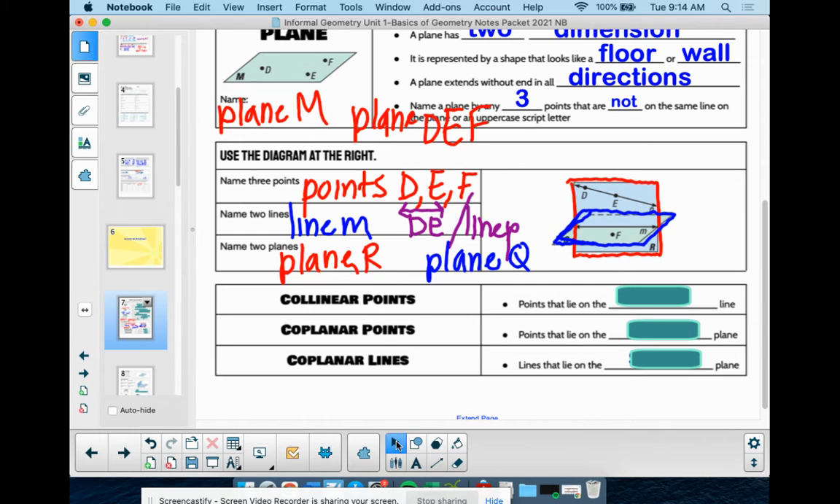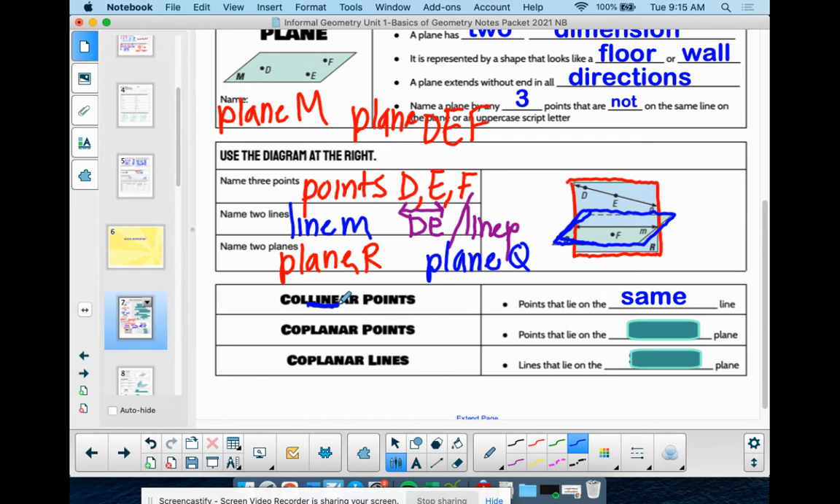Okay, some more vocab. All these words are really similar, so we'll just kind of see what their similarities are, all right? So the first one is collinear points. Anyone have an idea? We try to fill in the blank. Points that lie on the blank line. Anyone have a guess? The same. Lines or points that are on the same line are called collinear. And you guys see how the word line is in collinear? That kind of helps you, so you know that it's talking about the same line.